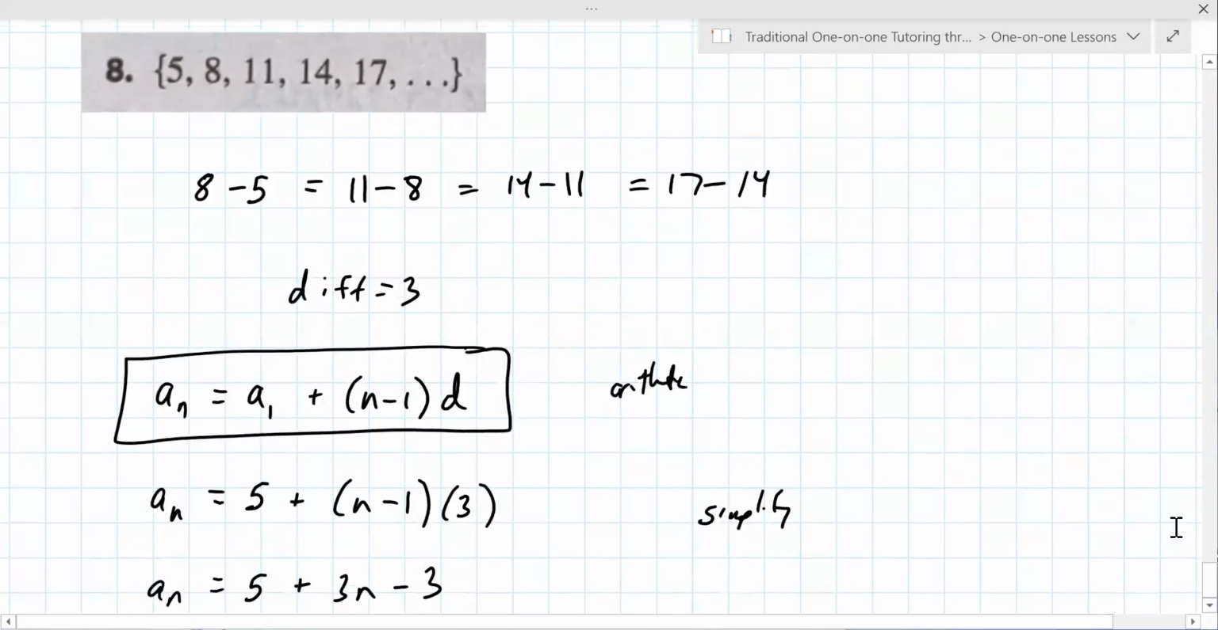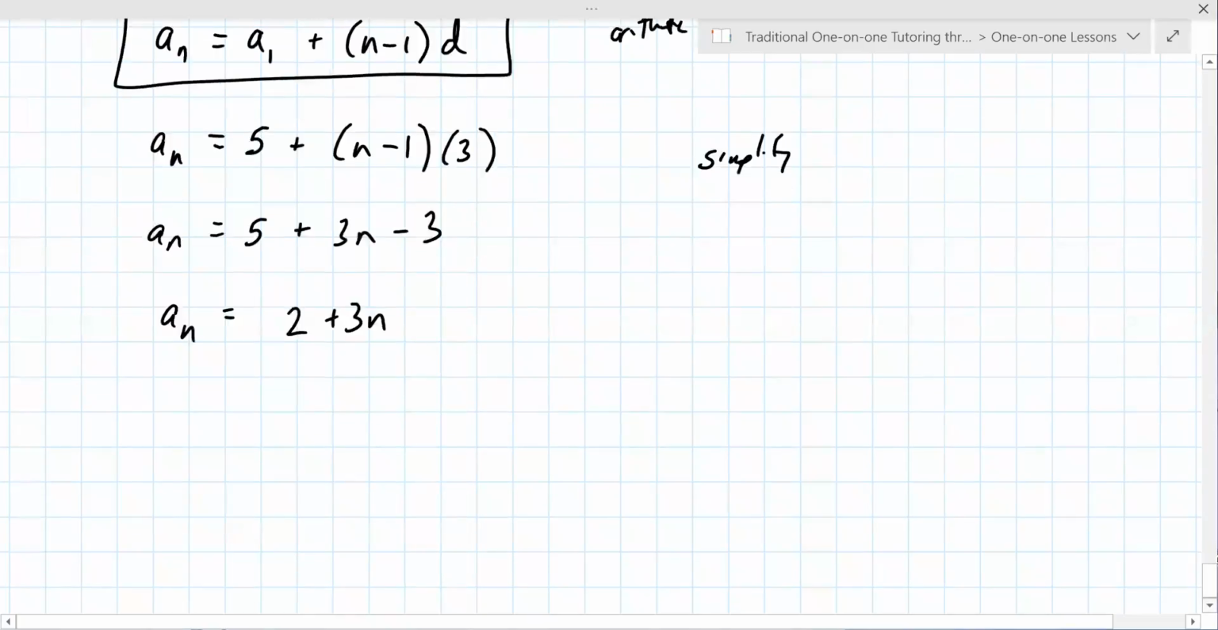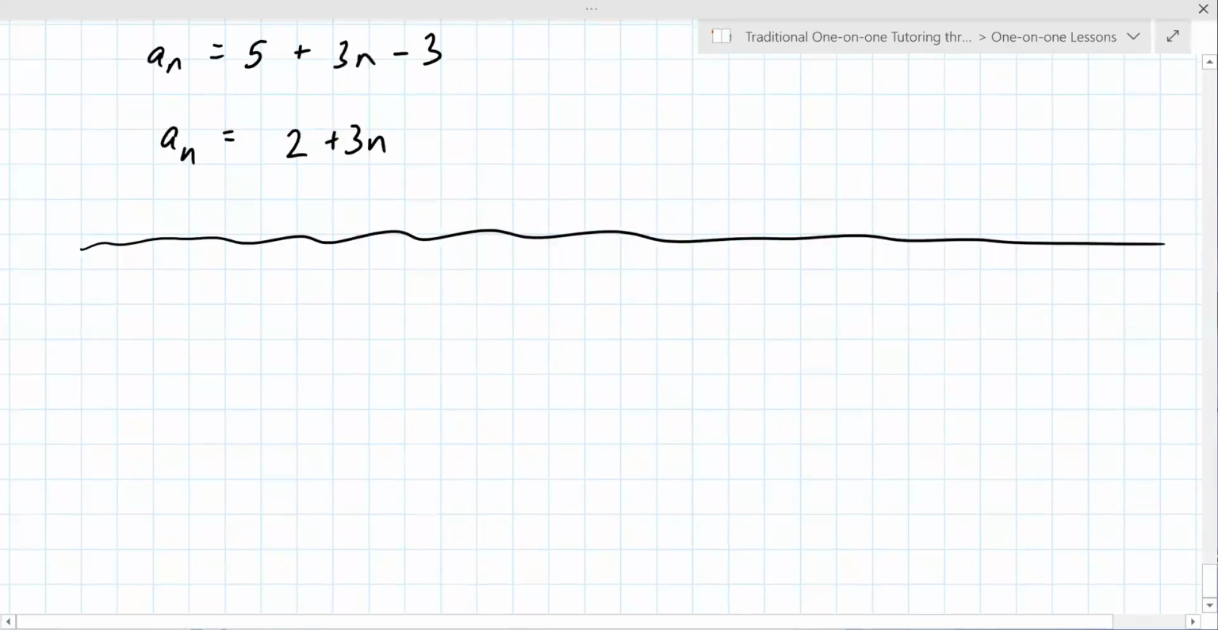If I were writing a quiz on 8.1, I would give you one arithmetic and one geometric. But there are others. There's too many to cover here. This one's 2 plus 3n. The only other ones you might see are these alternating ones, but there's just a lot.